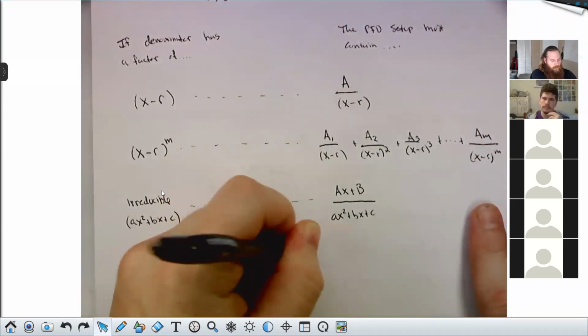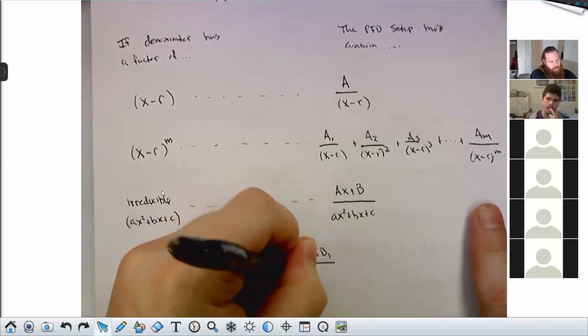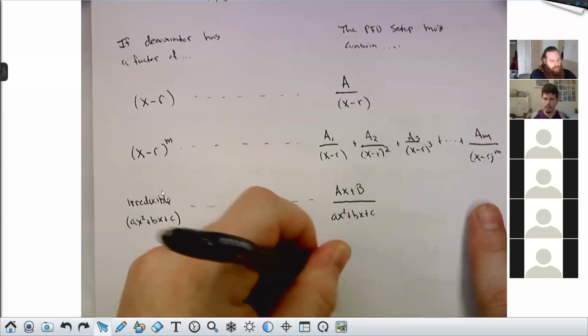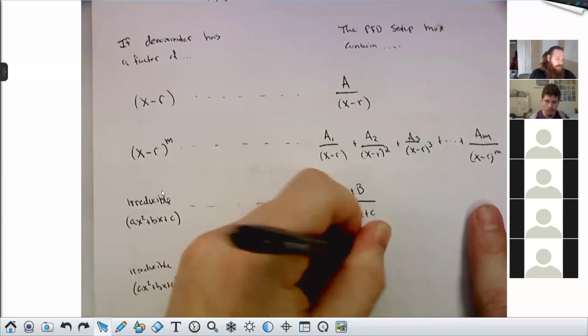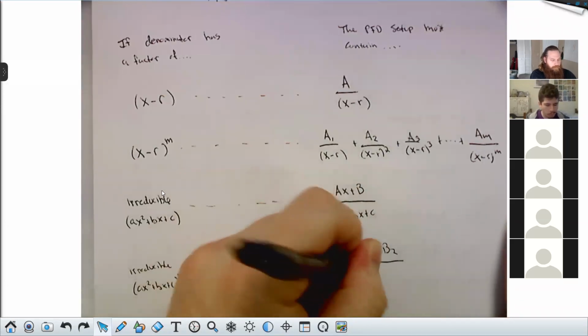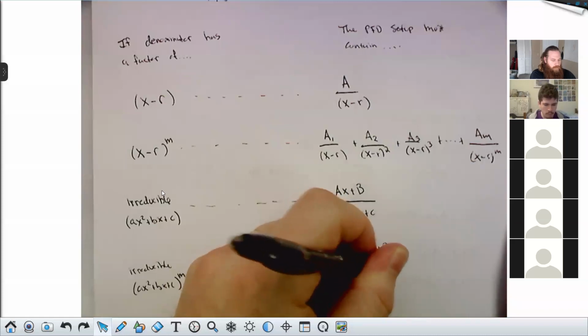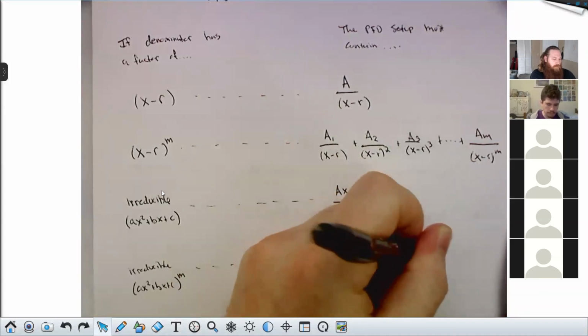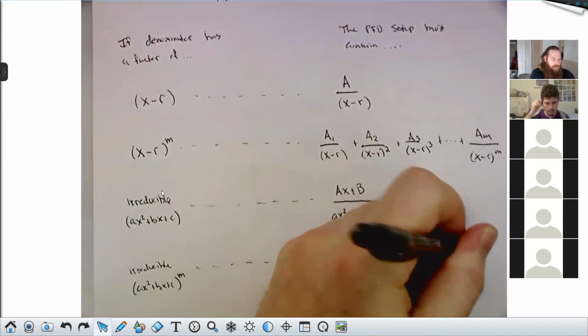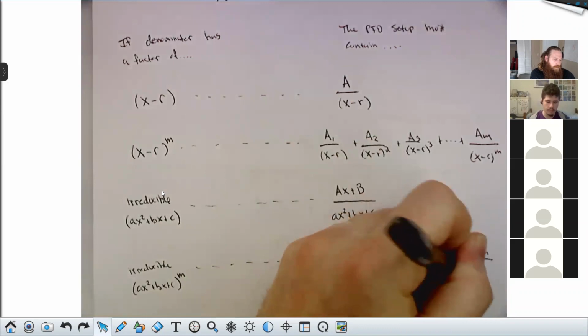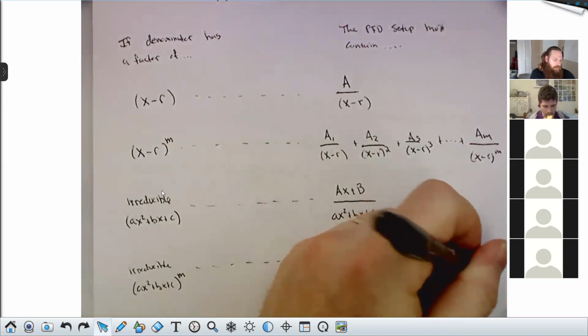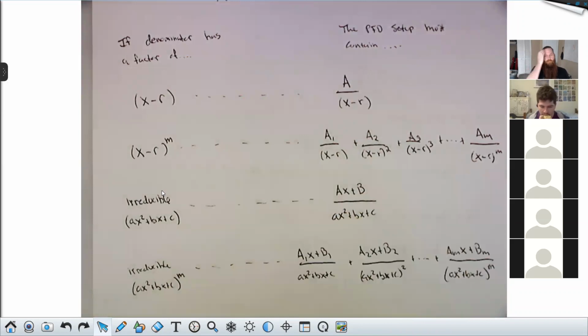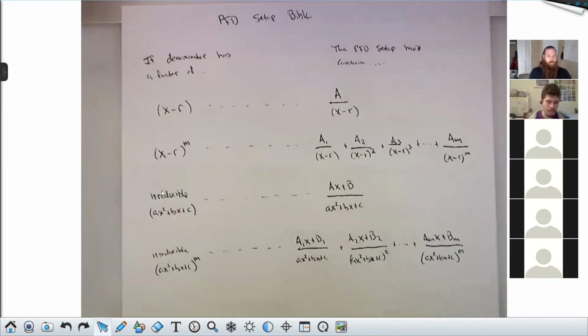So this is going to look like a1x plus b1 over ax squared plus bx plus c, plus a2x plus b2 over ax squared plus bx plus c squared, building all the way up to amx plus bm over ax squared plus bx plus c to the m. This is your PFD Bible. This tells you how to write down the correct partial fractions setup for any proper rational function.